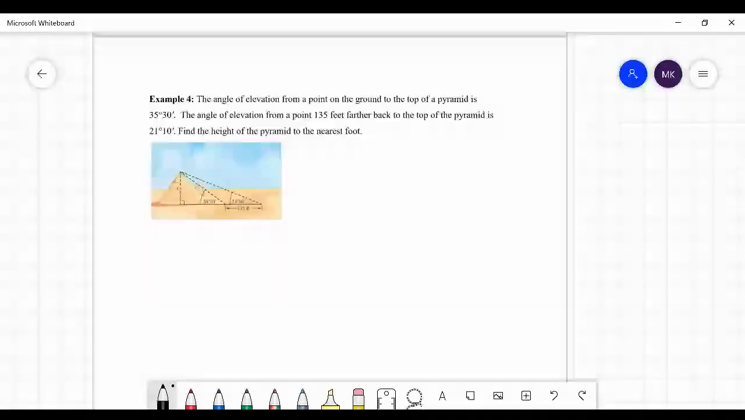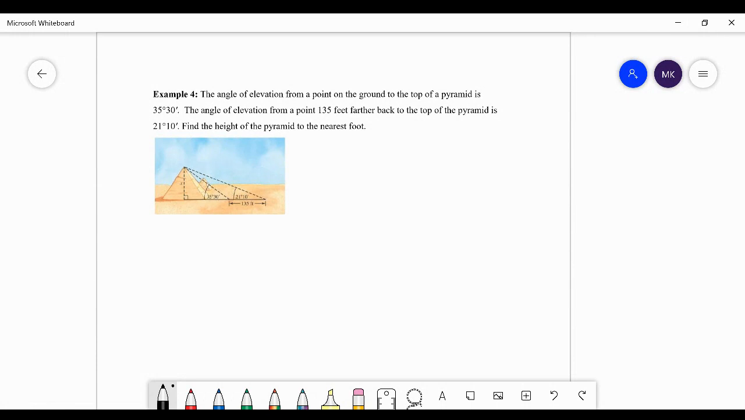Okay, let's just do another example, right? There's nothing better than just working problem after problem. This is a tricky one. Now, it's not scary or anything like that, but it's just a little special. So the angle of elevation from a point on the ground to the top of the pyramid is 35.